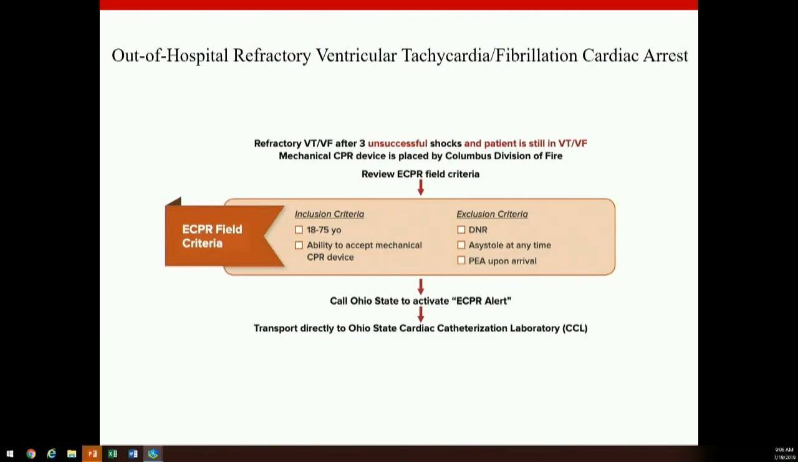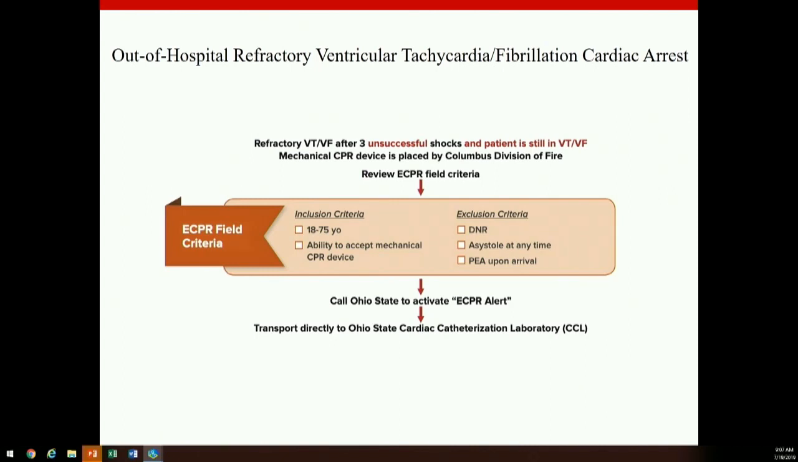So let me just break this down for you. EMS arrives to the field. So what do we define as refractory VT, VFib? That's 3 unsuccessful defibrillations. If they remain in VT, VFib, an e-CPR alert is called to our university. The patient bypasses the ER and goes right to the cath lab. Now, if there's asystole or PEA arrest at any time, these non-shockable rhythms, studies have shown that e-CPR has very poor outcomes, low survival, and low neurological recovery.